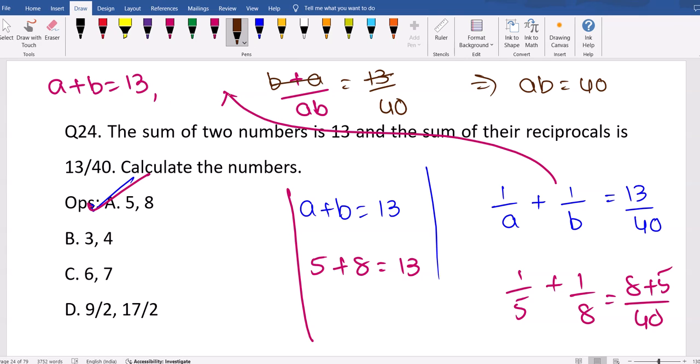No, sir, still I want the original thing. Okay, A plus B is 13, fine. Now I can calculate A minus B whole square.